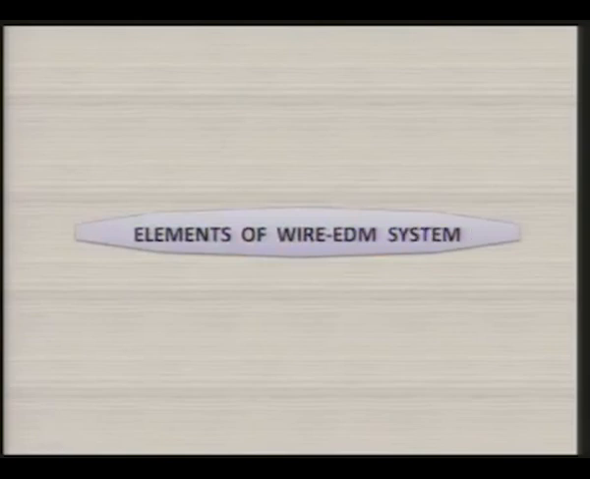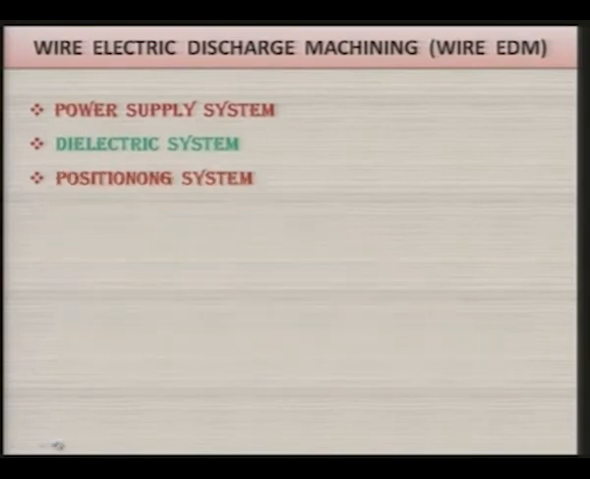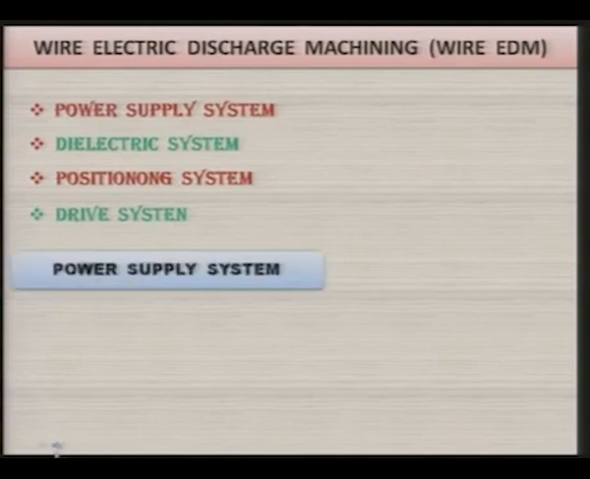Now, let us see what are the major elements of the wire electric discharge machining system. Power supply, dielectric system, positioning system, and drive system. Let us see a very brief description of all these elements.